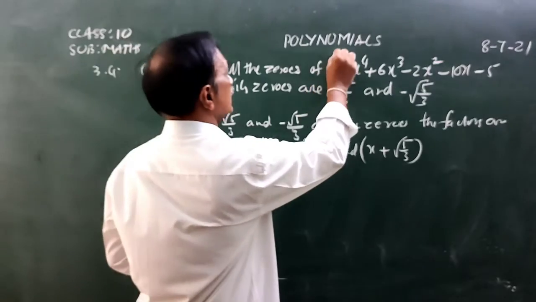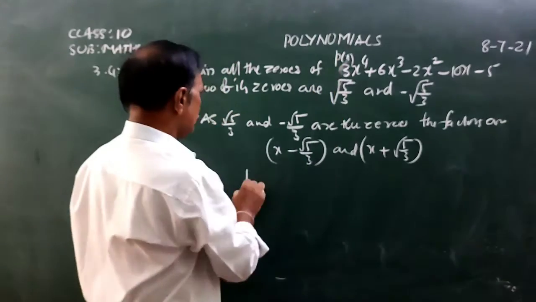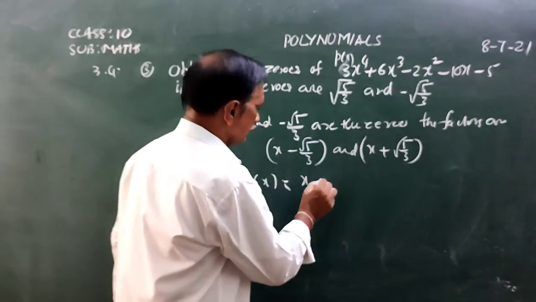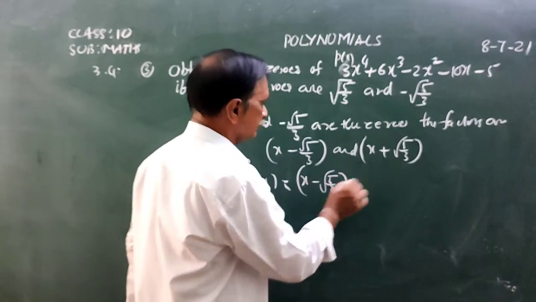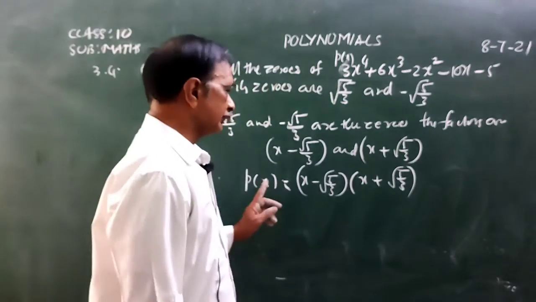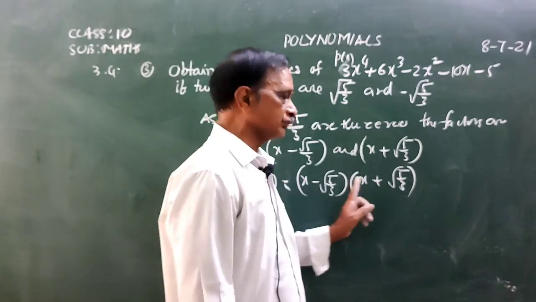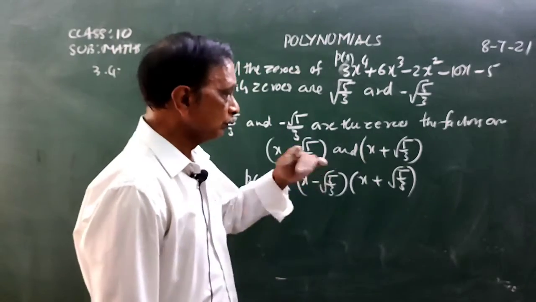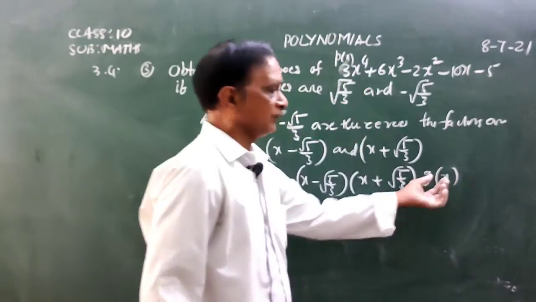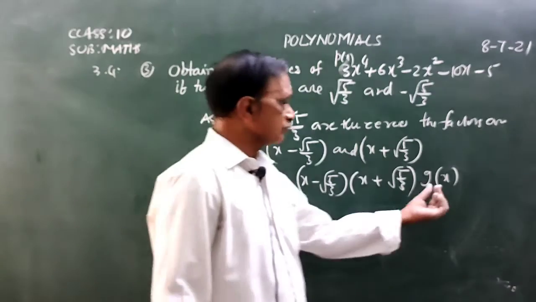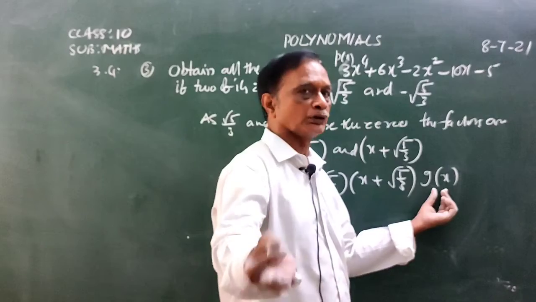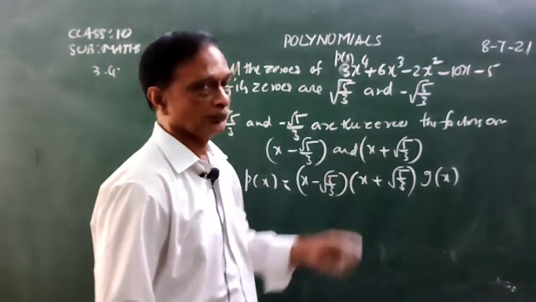So let this polynomial be P of x. Here P of x is equal to, already we have two factors, x minus root 5 by 3 into x plus root 5 by 3. So it is a fourth degree polynomial, but the product of these two gives a second degree polynomial. So we need to have one more polynomial here, that is g of x. If you know g of x, you can find the factors. By finding the factors, you can find the zeros of this fourth degree polynomial.